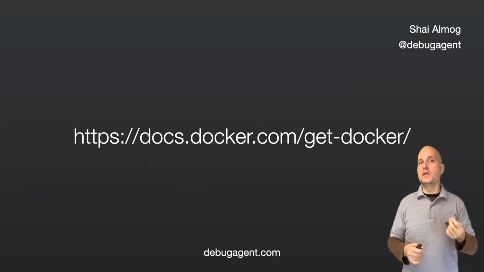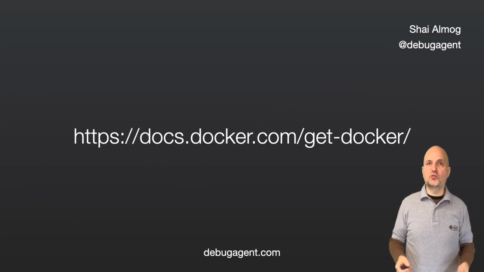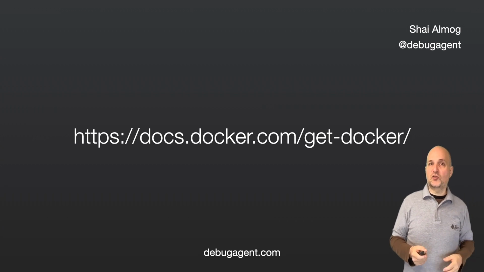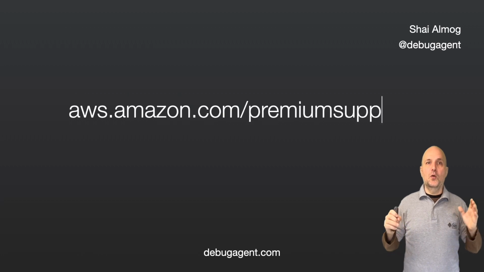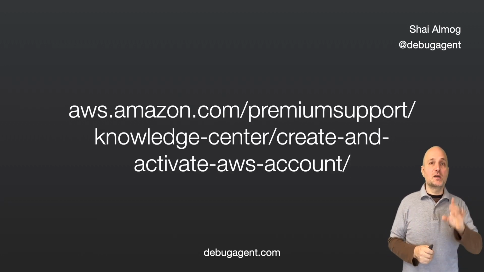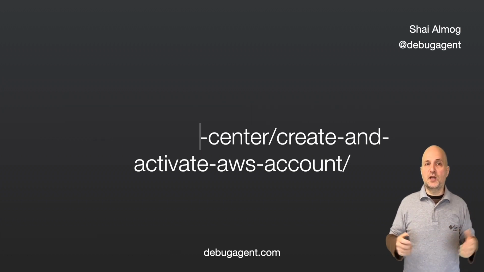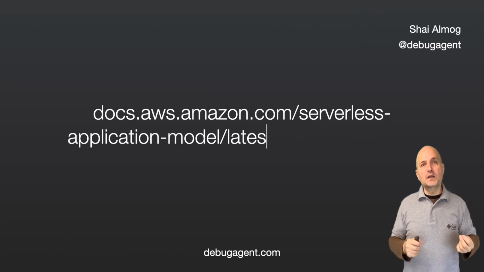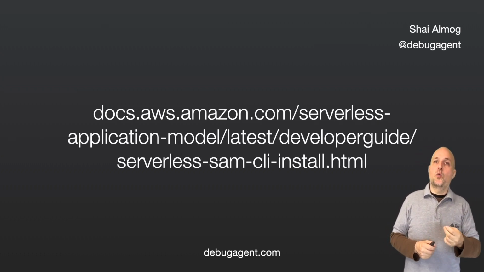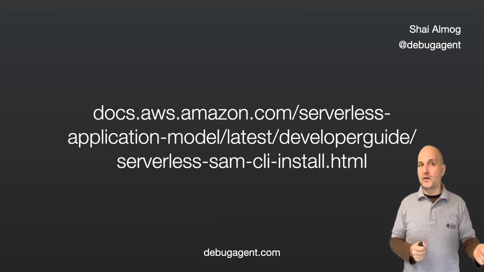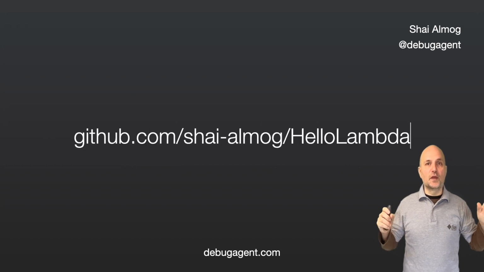To get started, we need the following tools and accounts. We need Docker or Docker Desktop. You can check out this URL to download that. We need an AWS account. I assume you already have one, but if you don't and don't know where to get started, check out this URL. Finally, we need the AWS SAM command line interface. We use it to deploy Lambda, create demos, and do everything related to that.